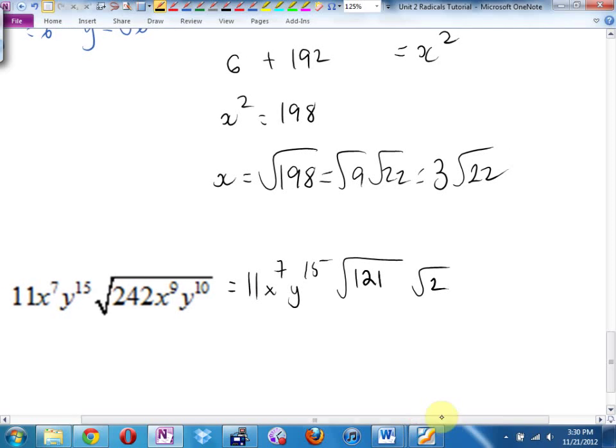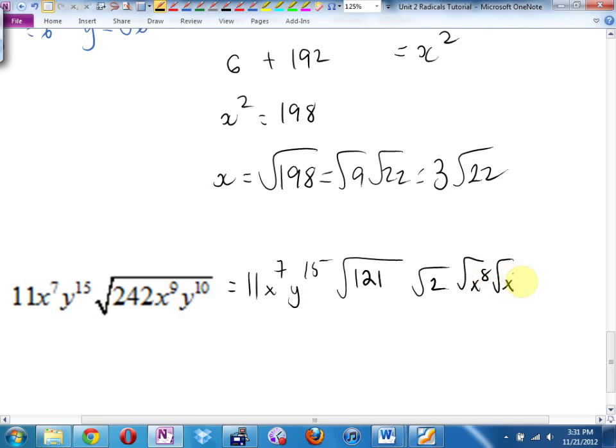X to the 9th, is that a perfect square? Now, I know 9 is, but it's an exponent, so it's going to behave differently. Is x to the 9th a perfect square? Yeah. Isn't it x to the 3? No, because x to the 3 times x to the 3 is x to the 6th. Is x to the 9th a perfect square? It is not. It is actually root x to the 8th, root x.